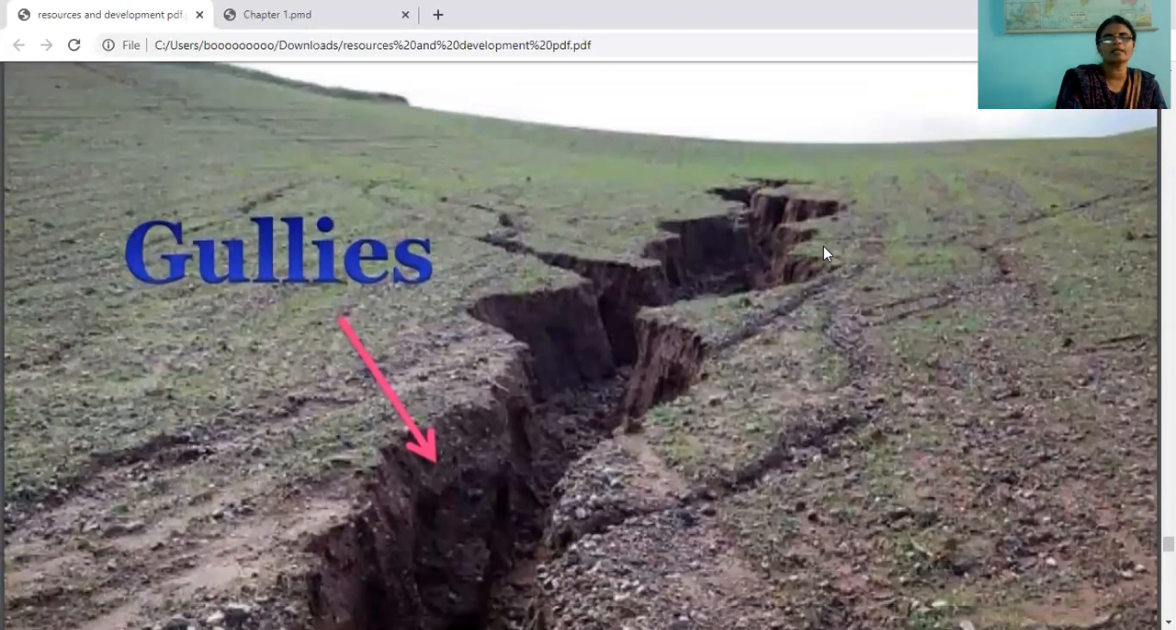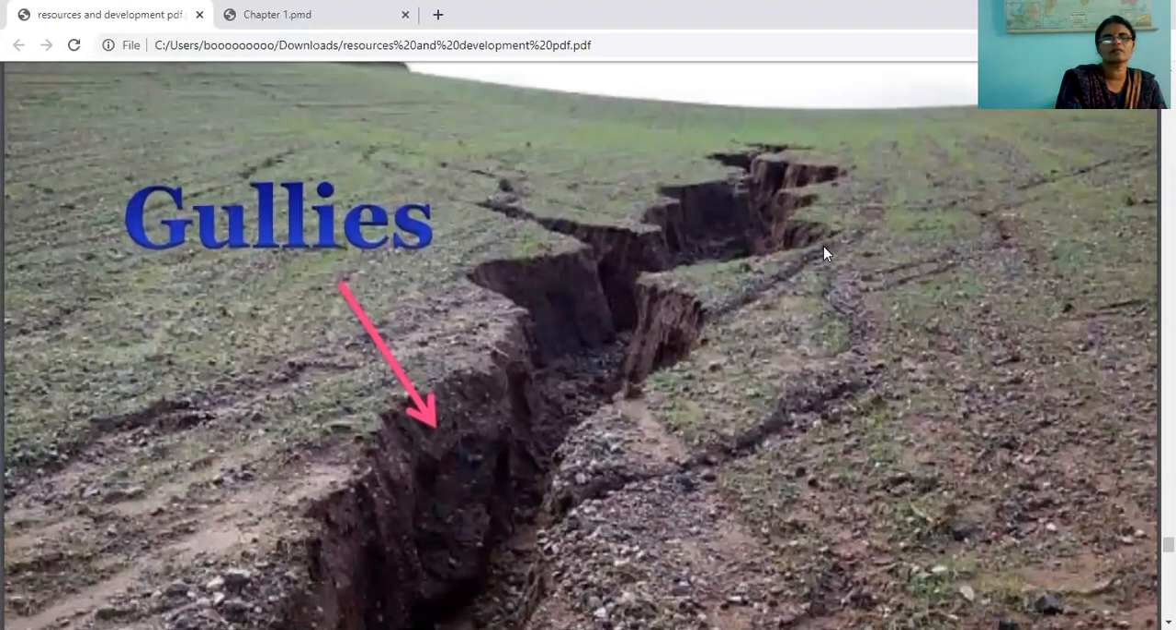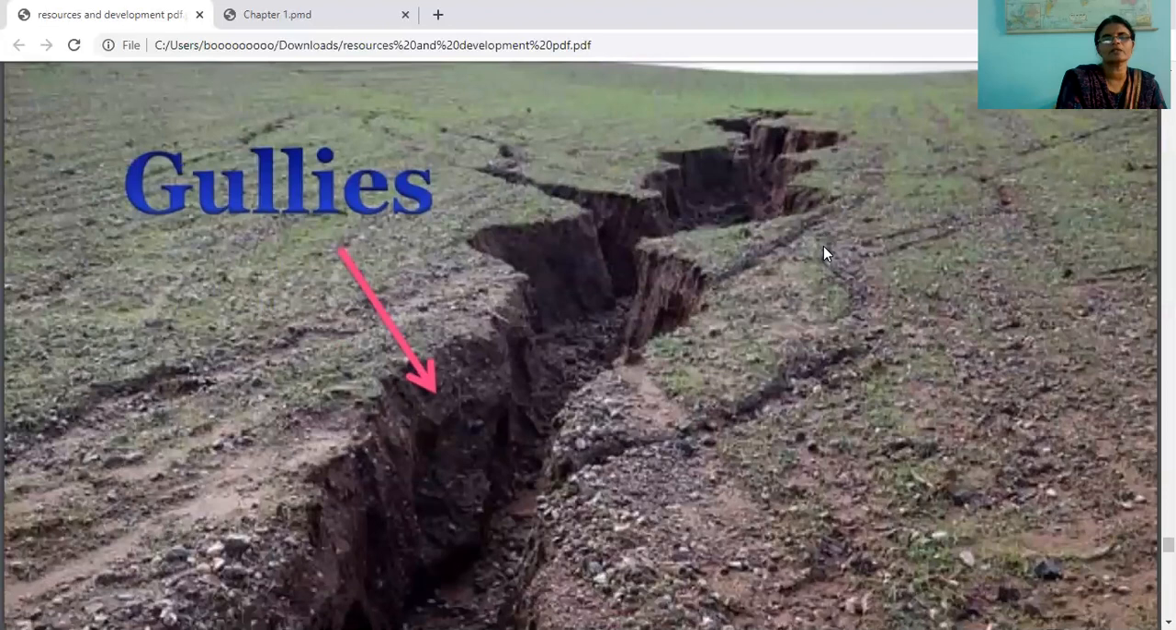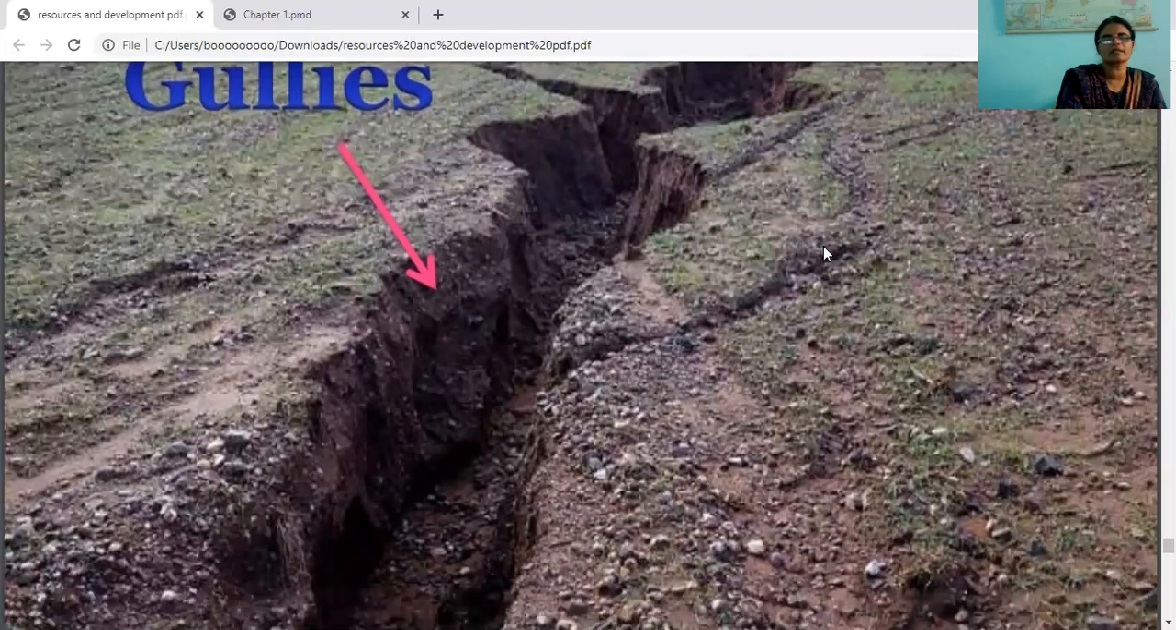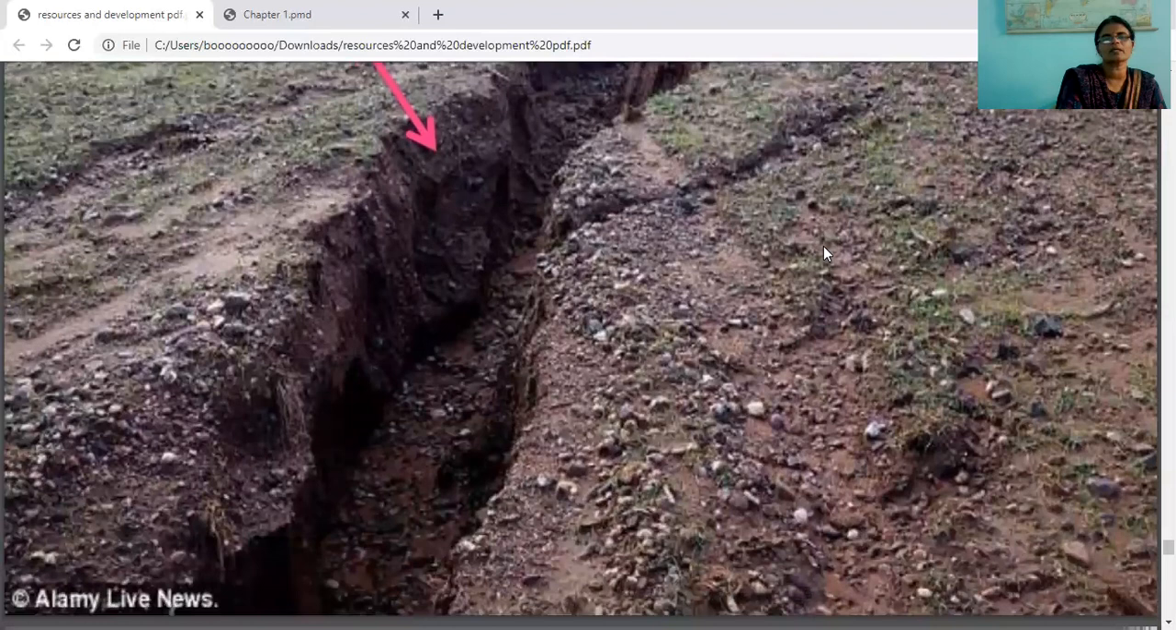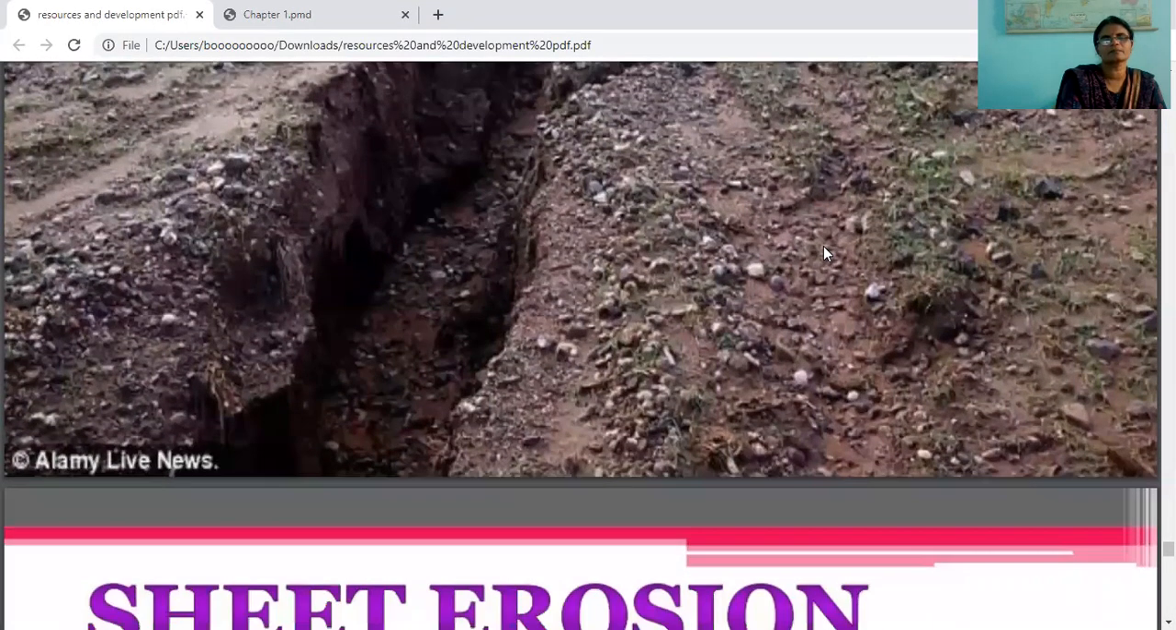In the picture of gullies, see, when rainwater is continuously flowing and moves down, it makes gullies, and through this the soil begins to flow down and the land becomes unfit either for cultivation or for any other economic activities, isn't it?